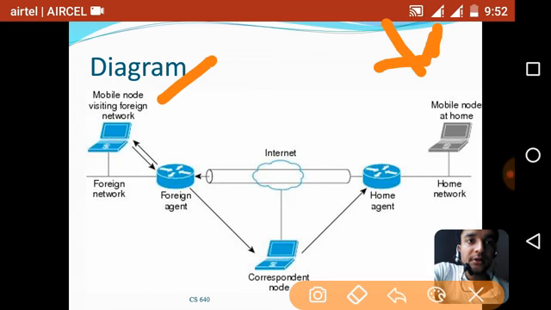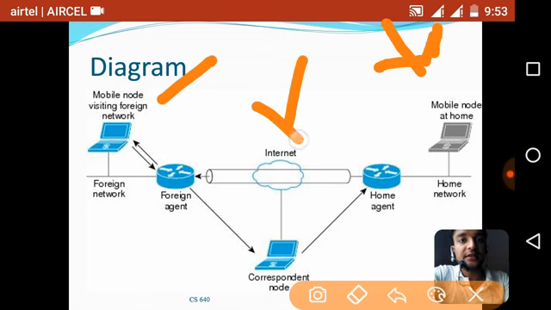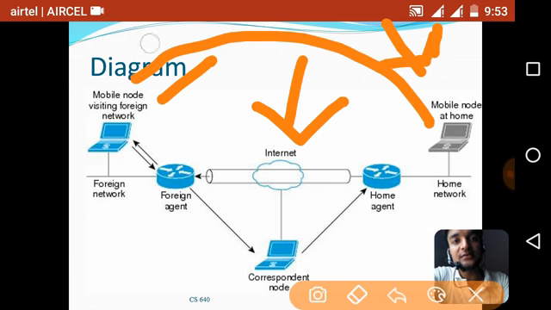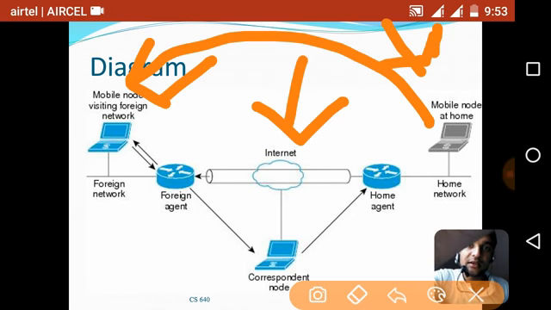So in the home network, suppose that there is your mobile. And there is a home agent. There is an agent which is connected to you, which does some work also. And then this is the internet. This cloud is the internet. Now from your home you move to a place which is foreign, which is not your place. So now your mobile node is in the foreign network. It is written mobile node visiting foreign network. In the foreign network there is a foreign agent which will do some specific kind of work.